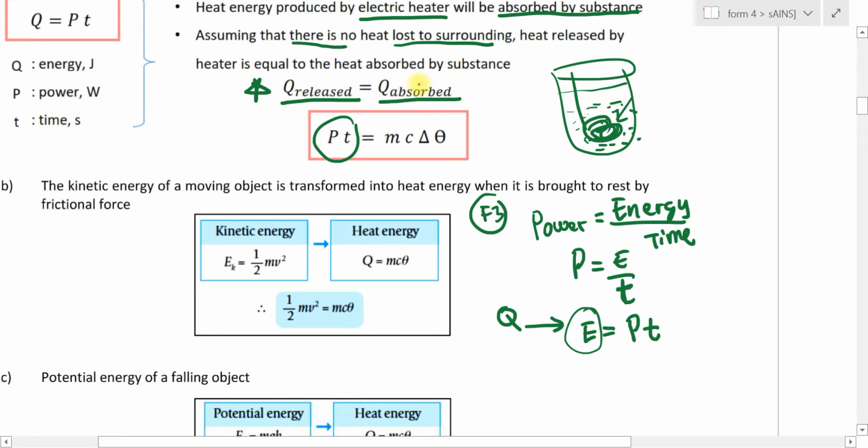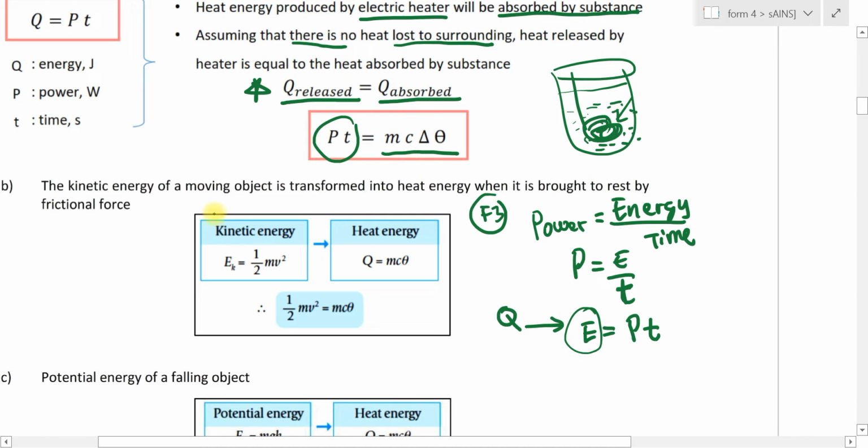And then Q absorbed, just now we found out what? The amount of heat energy supplied or absorbed by a substance of 1 kg to raise its temperature by 1 degree Celsius is mc theta. Jadi formula dia PT equal to mc theta. Okay. Yang ini heat energy released equal to heat energy absorbed. Kadang-kadang kinetic energy can be transformed into heat energy as well.